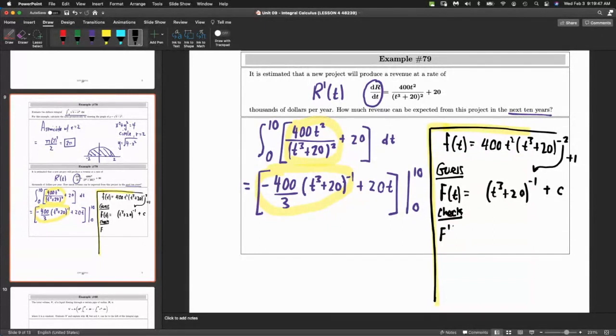So if we check this, the derivative of this is going to be negative 1 times (t cubed plus 20) to the negative 2 times 3t squared. And if you clean that up, you get negative 3t squared over (t cubed plus 20) squared. You get that.